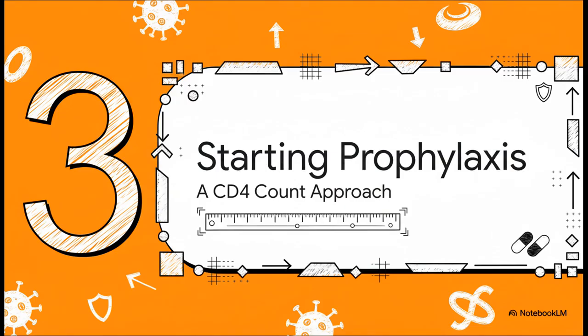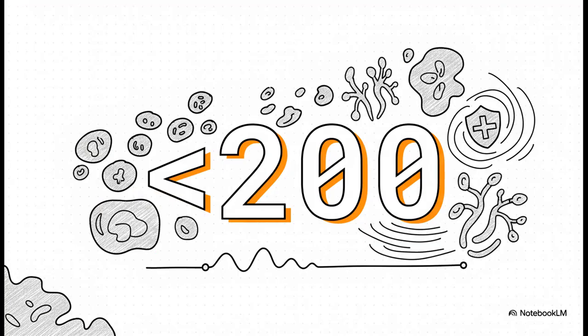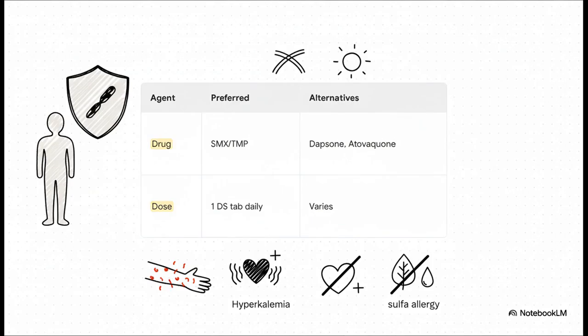All right, now we're getting into the stuff that is prime exam material. The decision to start primary prophylaxis is almost entirely driven by specific CD4 count thresholds. So let's break down the key numbers you need to have locked in your memory. Here it is. The first, and maybe the most important, number you need to know. When a patient's CD4 count dips below 200, we absolutely have to start prophylaxis for the most common life-threatening OI, which is PCP. And our go-to drug for PCP prophylaxis is sulfamethoxazole/trimethoprim, or SMX/TMP for short.